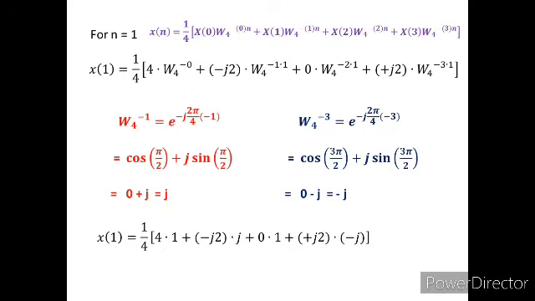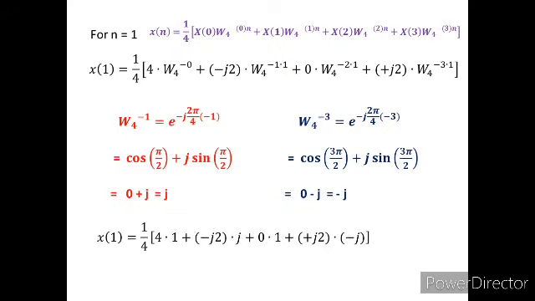Similarly, W4 to the power of minus 3 is cos 3 pi by 2 plus j sin 3 pi by 2. So since cos is 0, sin is minus 1, so it becomes minus j. Now wherever this particular W4 to the power of minus 1 and W4 to the power of minus 3 is there, substitute the values.